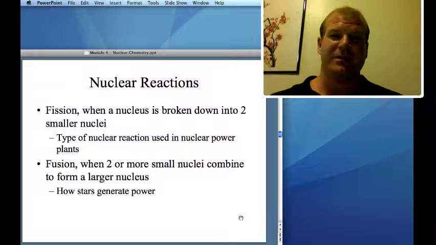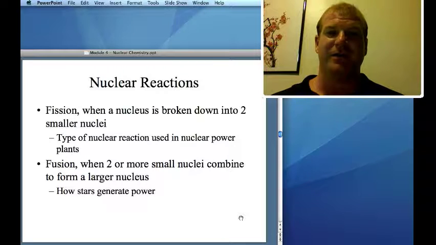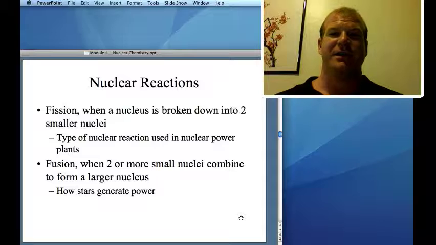So chemical reactions we've covered. Let's talk about nuclear reactions. Nuclear reactions deal with the nucleus, and so in a nuclear reaction there will be a change in the element. And two types, fission and fusion. Fission is when things break apart. Fusion is when they come together.